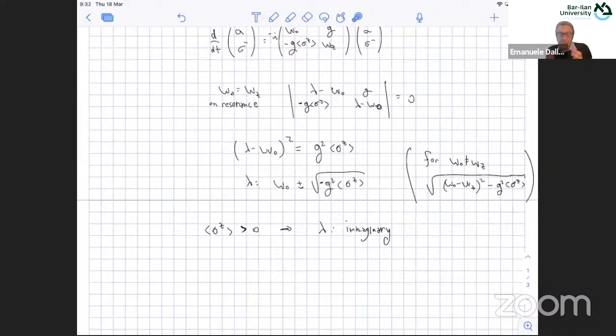So there is basically a resonance. The resonance has a width, and the width of the resonance is related to g. So g gives you the width of the resonance. Okay, so that answers that question.